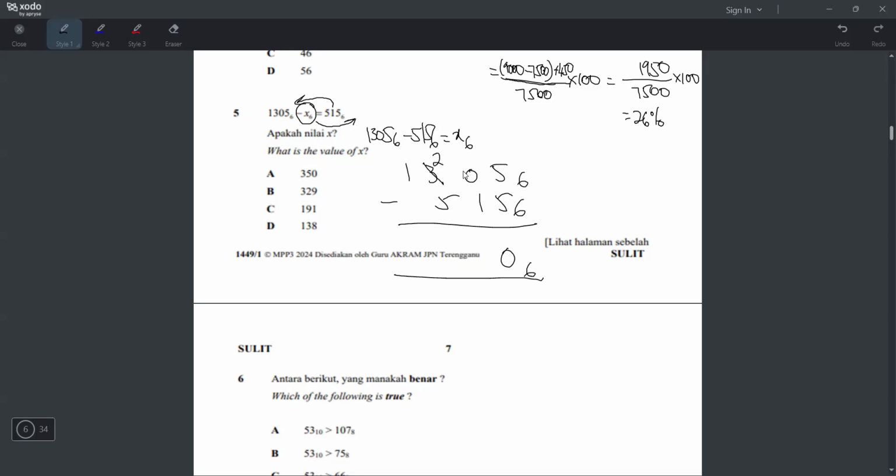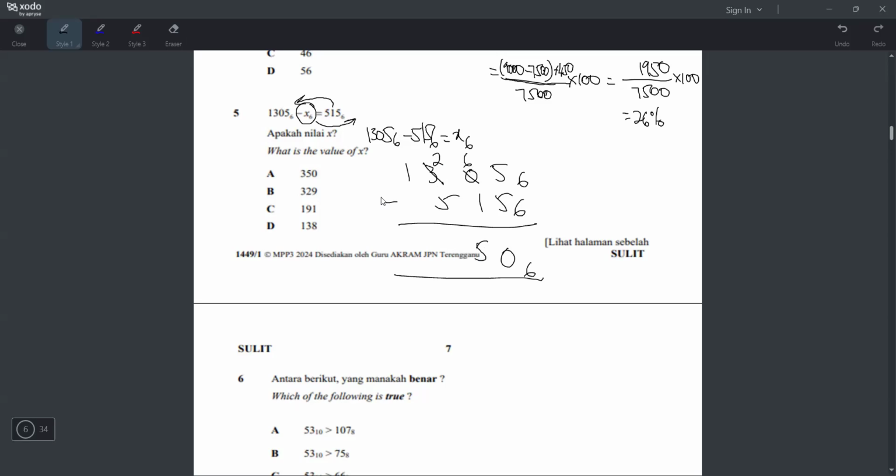Okay, but what happened to the 0? The 3 become 2 means you already pinjam here, right? But you pinjam how many? You pinjam 6 here. Because this is base 6. If it's base 10, you will pinjam 10, right? But this one is base 6. So that's why you pinjam 6. So now 6 can minus 1 become 5.